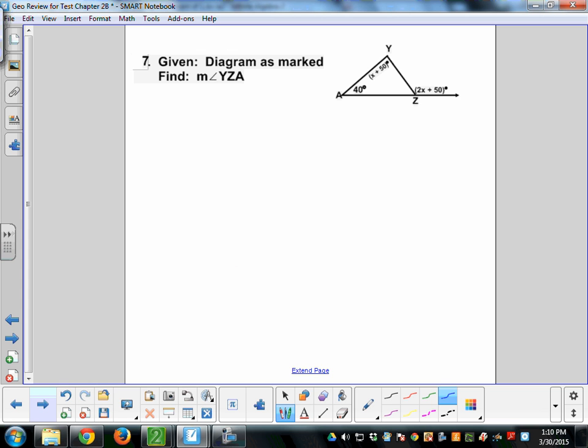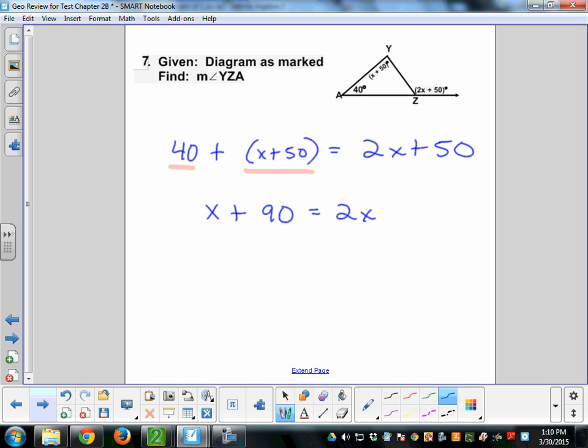Okay, there was a theorem that we learned, and it said that the two remote interiors equal the exterior. So there's some questions on this with the 40 plus. These two, how do I put them together? Well, just drop the parentheses and add. So I have x plus 90 equals 2x plus 50, and solve a two-step equation. I would subtract x from both sides.